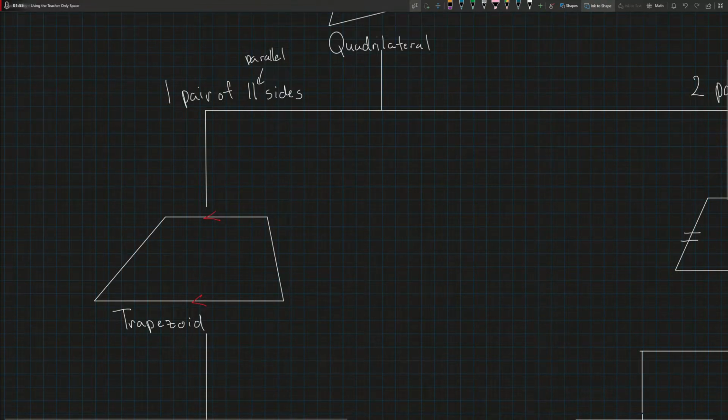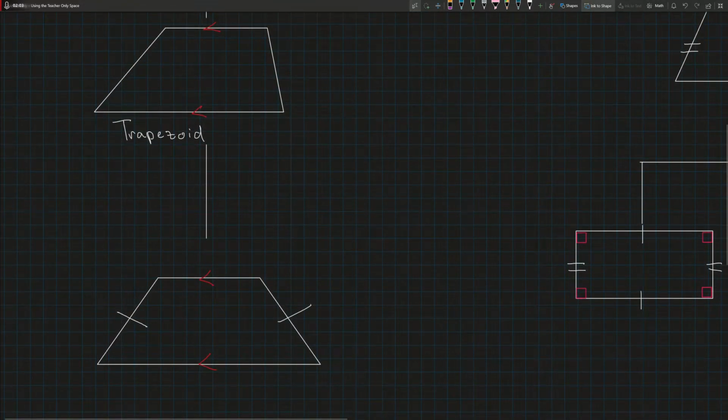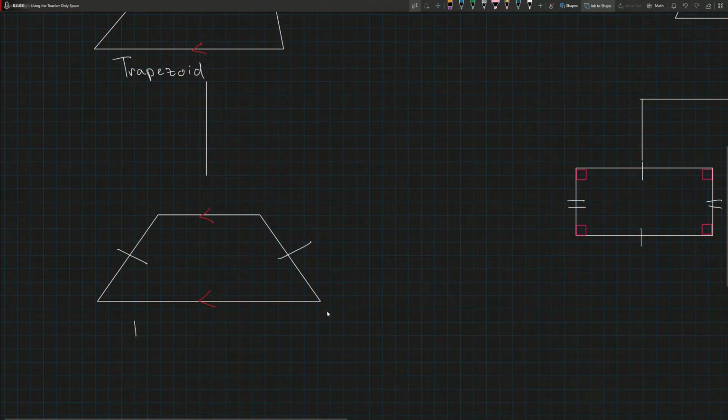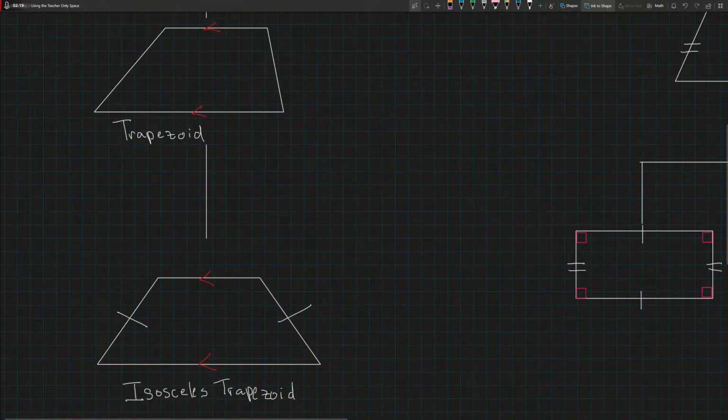If this trapezoid has one pair of congruent sides, like this one, you get an isosceles trapezoid. An isosceles trapezoid is definitely a kind of trapezoid, but a trapezoid isn't necessarily an isosceles trapezoid. So you have to remember that there's a certain hierarchy here.